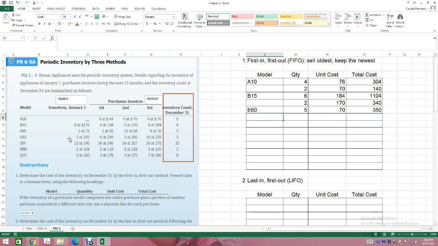The next model I have is G83. For G83, I'm keeping 9 of my newest. If I look at my newest batch, I've got 10 here. I'm keeping 9 of those. So I'm keeping 9 at 259.